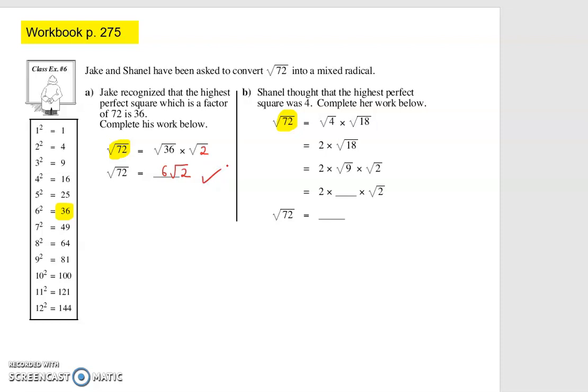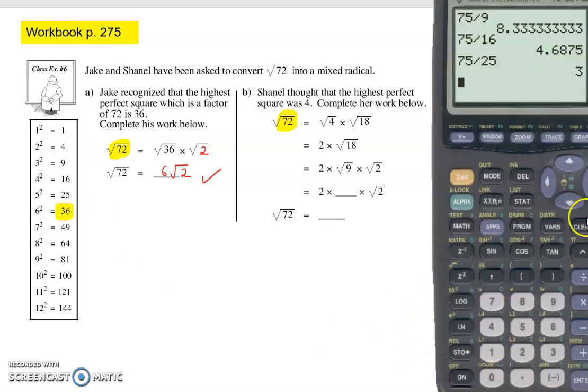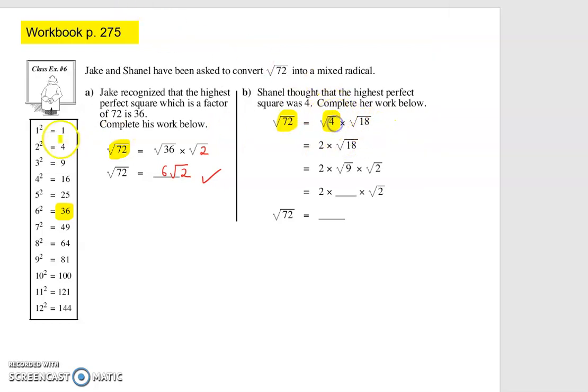But other times your brain's like, well, it's not really seeing 36 right away. It will see 4. And that's perfectly okay because 72 divided by 4 works. It does become 4 and 18, and 4 was a perfect square root. So you're like, this is good. This is legit. This gives me 2, and that's root 18. So your final answer here came out to be 2 root 18.